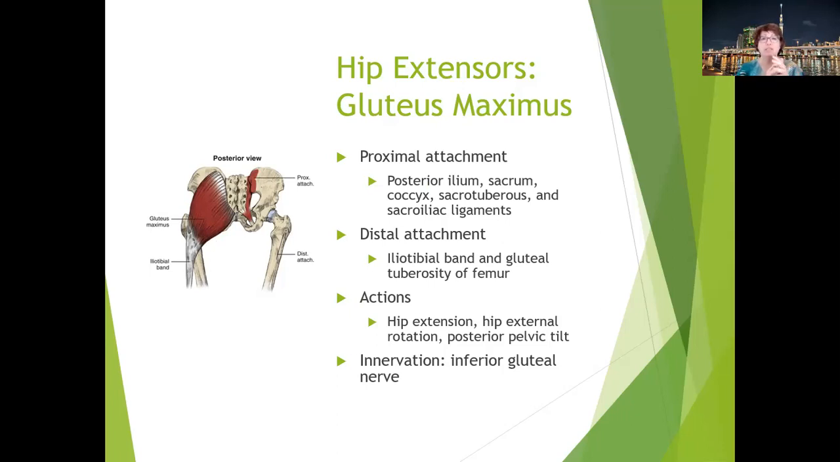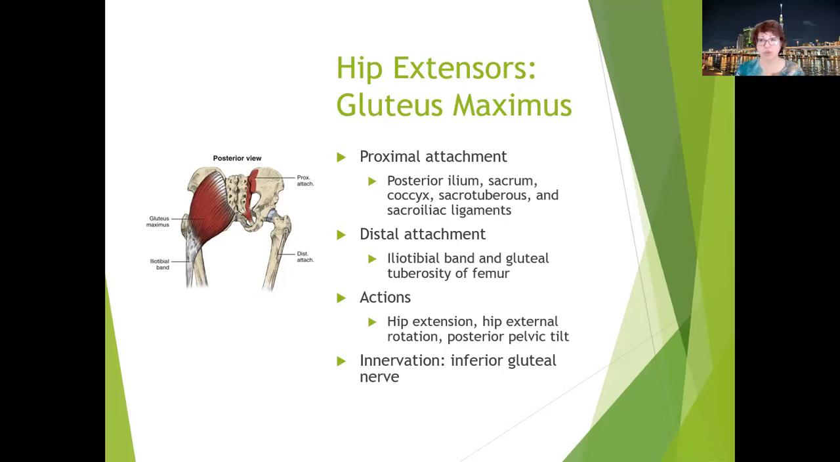The proximal attachment is the posterior ilium, sacrum, and really a lot of the ligaments in the neighborhood, and the coccyx. So big, wide proximal attachment, big, wide distal attachment along the iliotibial band and the gluteal tuberosity of the femur. Remember, that's the one leg of the Y. The other leg is the pectineal line, and then they make a Y with the linea aspera.